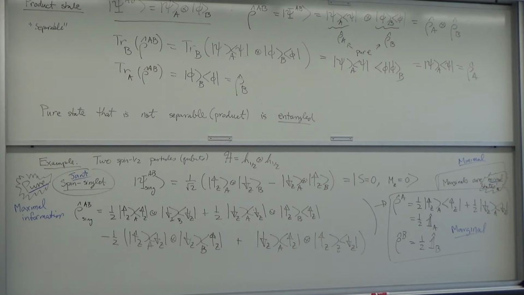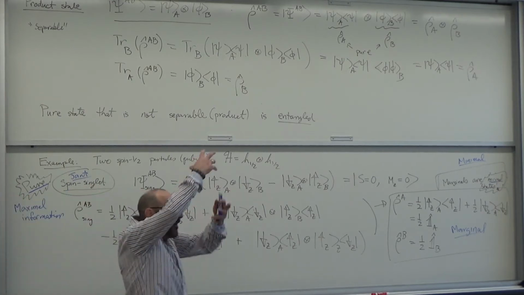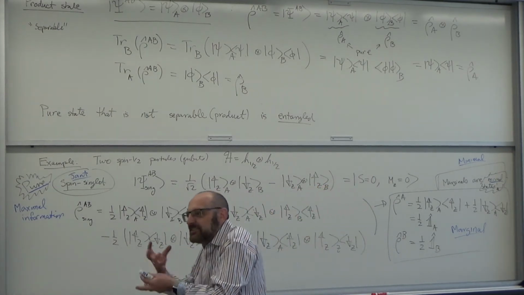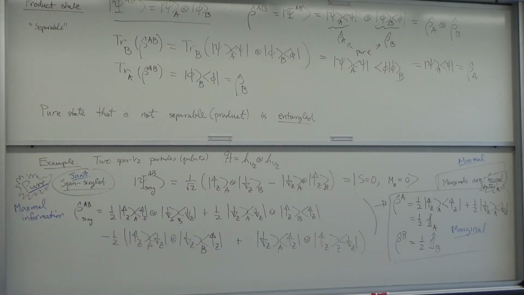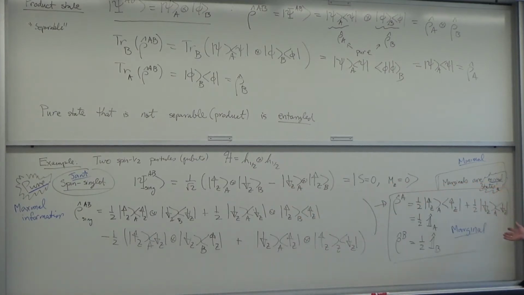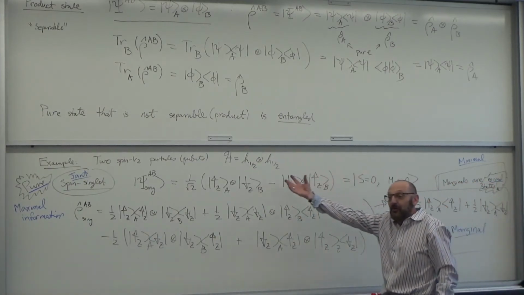And that's something we couldn't have classically. Classically, if you know the whole thing, then you know everything about the pieces, how they're correlated together, everything about them. There is no way you can have this kind of knowing nothing about the pieces but knowing everything about the whole.